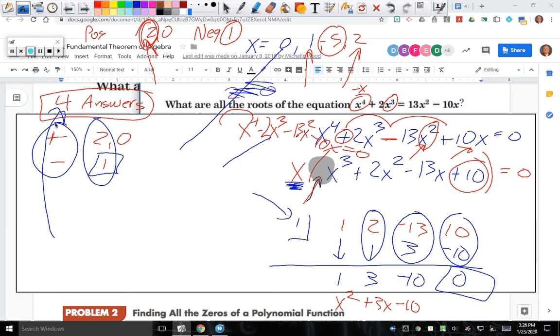Do you understand? What you learned today, the fundamental theorem says, this is how many answers you're going to have. The Descartes, it says these are the possible positives, these are the possible negatives, but 0 is an exception. Wait, where did you get 0? When we GCF this x.